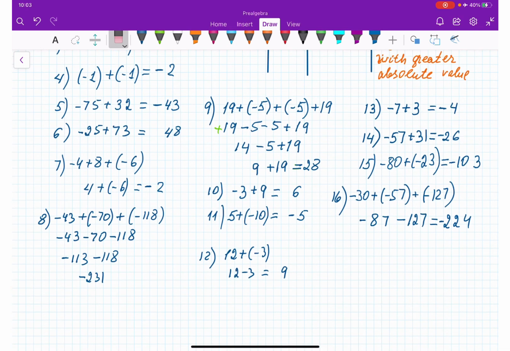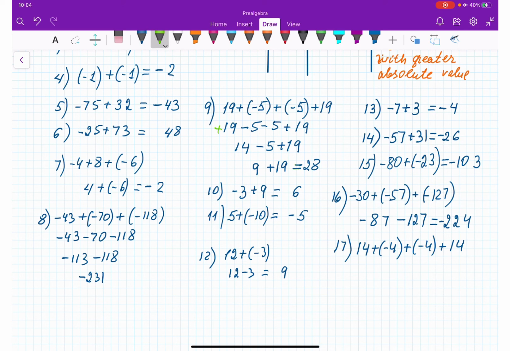17 and 18, and that will be it. Two more problems. Hang in there. I'm finishing. 14 plus negative 4 plus negative 4 plus 14. Okay, let's see. 14 and negative 14.